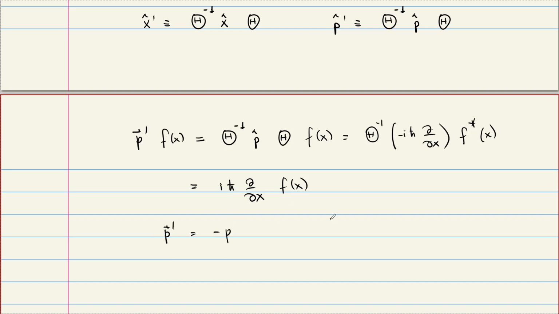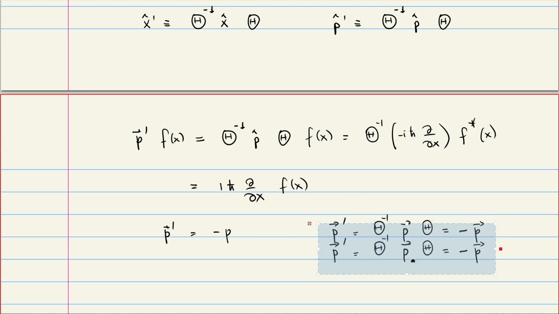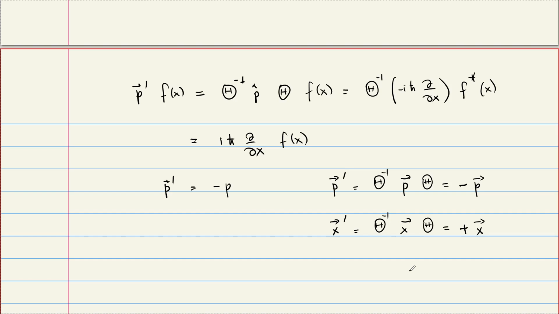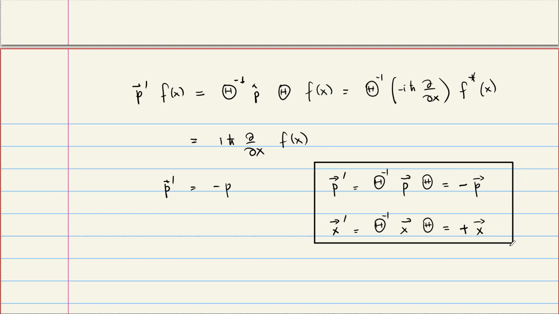This is not vector yet. So in the general dimensions, we require this P prime is equal to theta minus 1, P, theta is equal to minus P. And similarly for x, you can do exactly the same logic, and you can find this is going to be plus. Good.